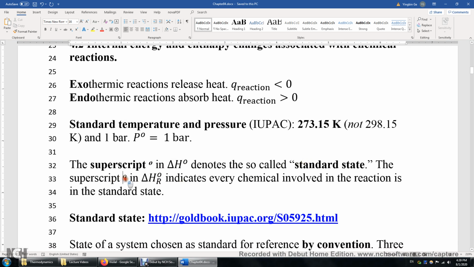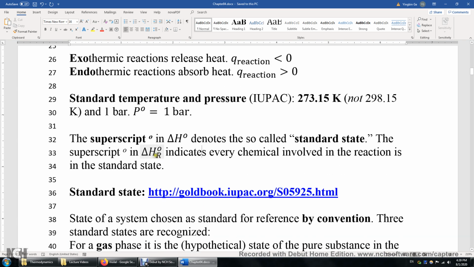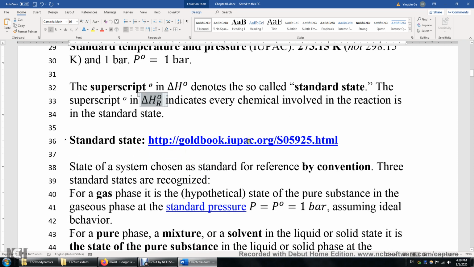This superscript naught in the change of enthalpy of a reaction denotes that every chemical involved in the reaction is in a standard state. And usually this is a hypothetical situation, because it's impossible or nearly impossible to have all chemicals in the reaction in a standard state. You can look at more information on this website regarding standard state.